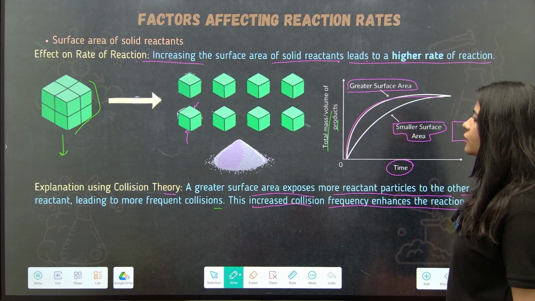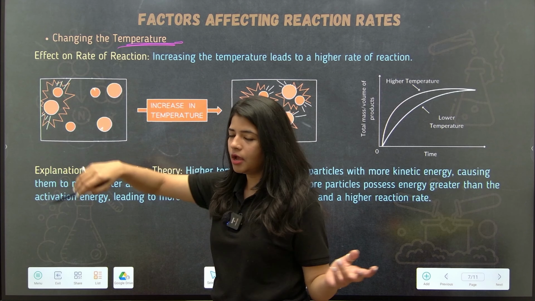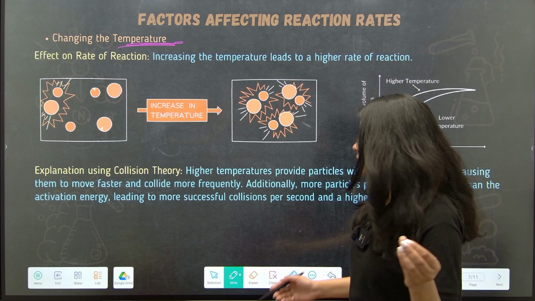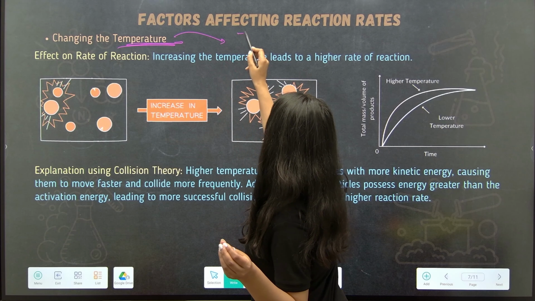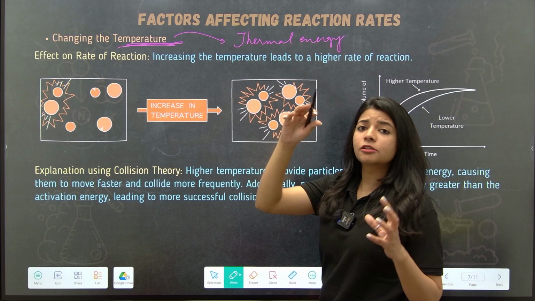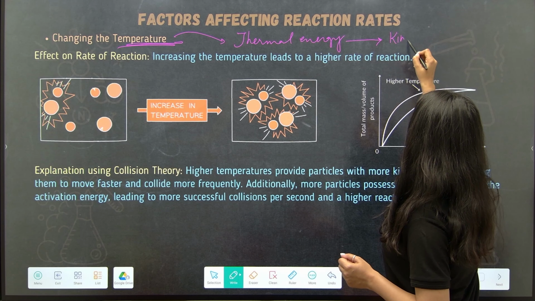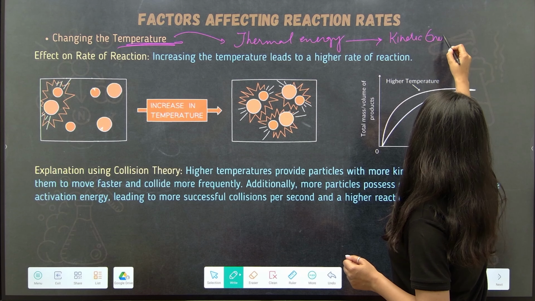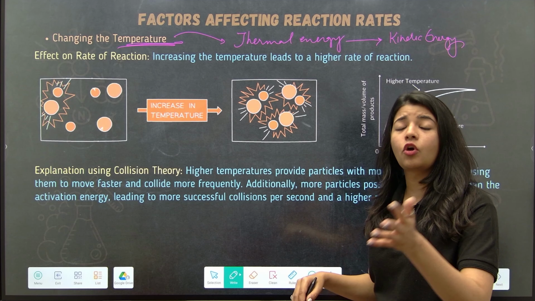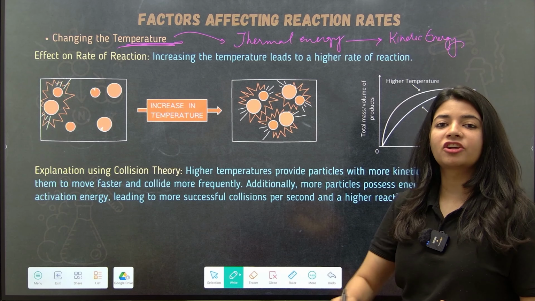Now let's move on to the fourth factor which affects the rate of reaction, which is change in temperature. If we provide temperature, basically we are providing thermal energy, right? We are providing thermal energy to the particles. And what do these particles do? They absorb this thermal energy, convert it into kinetic energy, and start moving faster. If they have more kinetic energy, there will be more collisions and hence the rate of reaction will be faster.